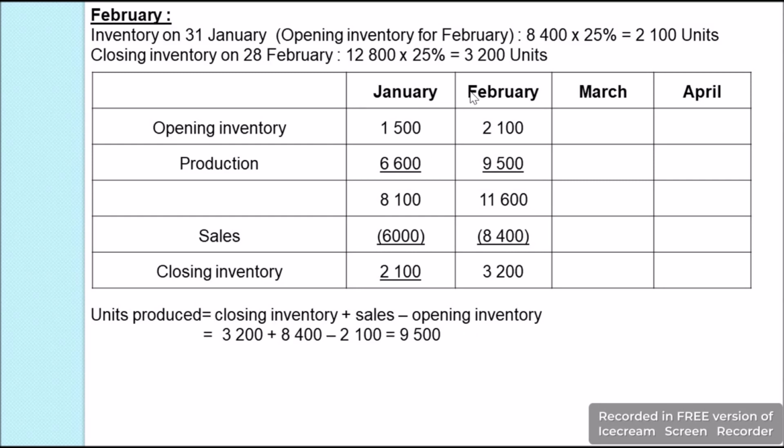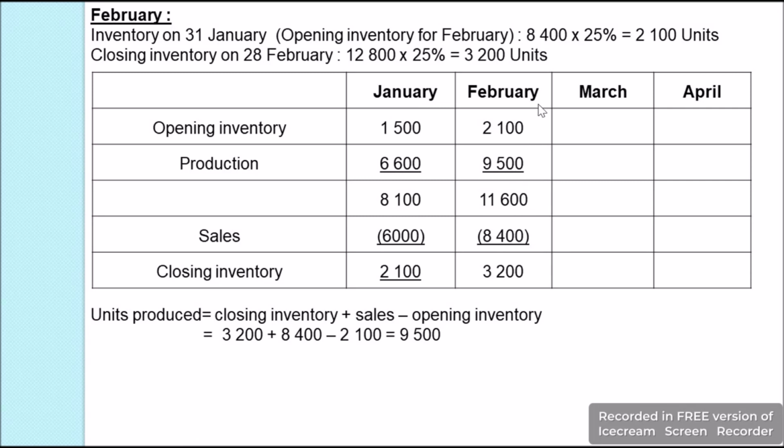The closing inventory which we got here is 3,200 units, plus the sales of Feb, 8,400 units, and the opening inventory which we brought forward from the month of January was 2,100 units, so we'll get the value as 9,500 units.